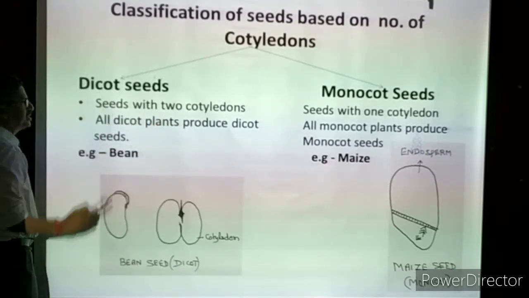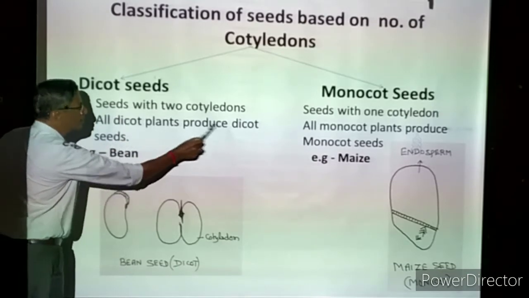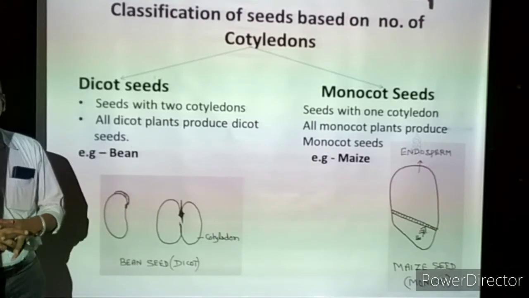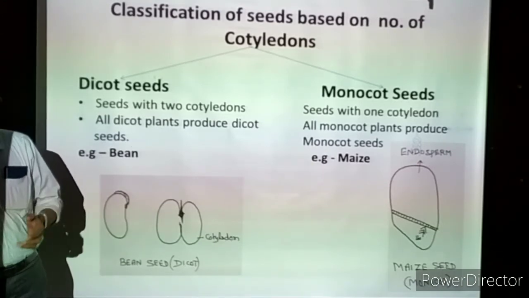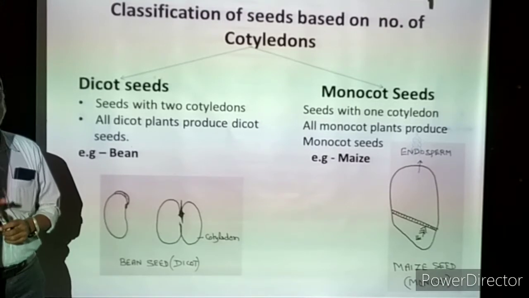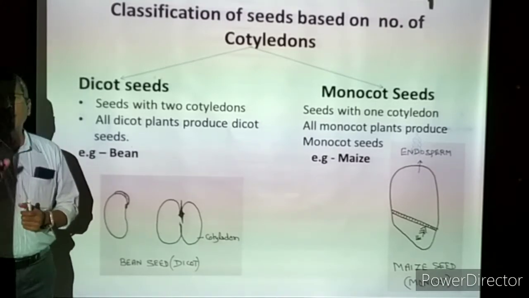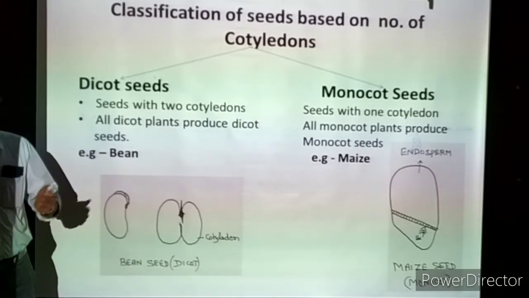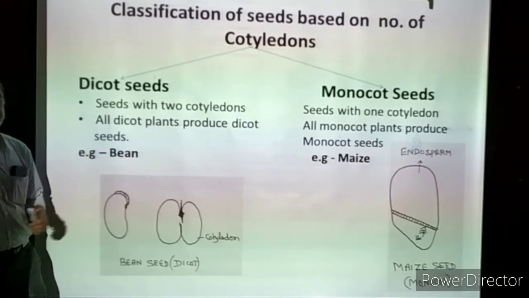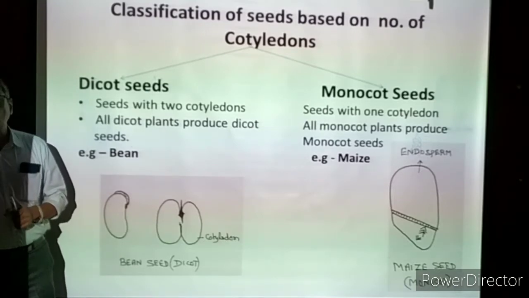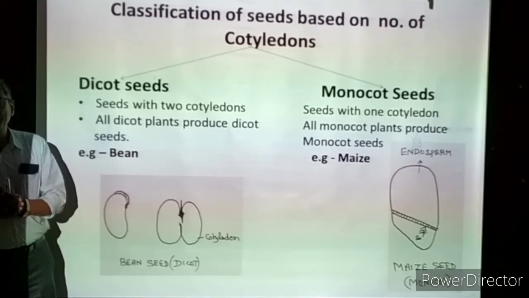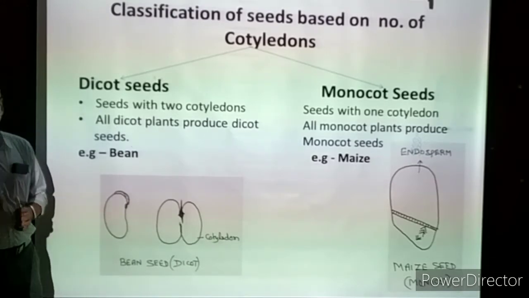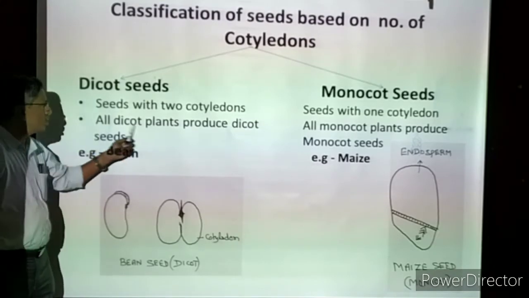Just now I told what is the meaning of it. All dicot plants produce dicot seeds. Before they are producing fruits or seeds, we can identify which are dicot plants. A plant which is having taproot system and the leaves which are having reticulate venation are called dicot plants. Two characters I am telling. One is the root system should be taproot system and the leaves should have reticulate venation, network like venation.